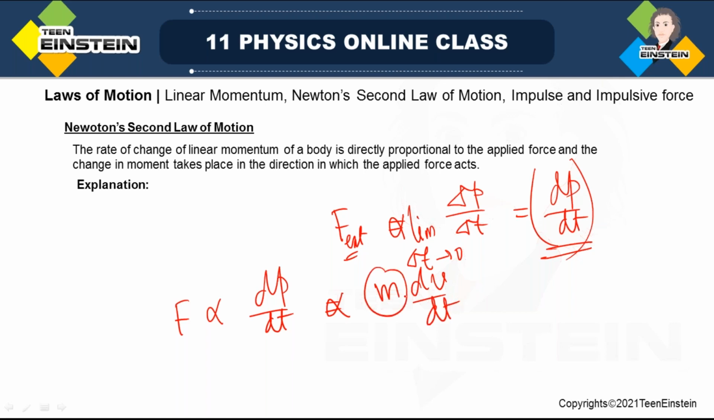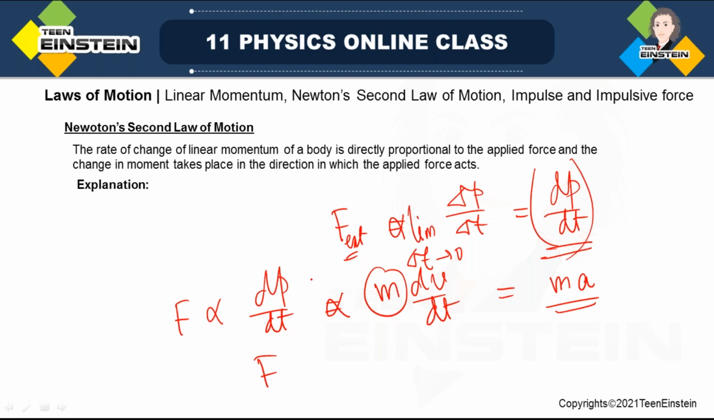This m is mass, which remains constant. What is this dv/dt? I hope you remember this is acceleration. So this is the acceleration. What does this mean? That the force is actually creating acceleration, or changing the velocity of any object. In other words, if there is a rate of change of linear momentum, there must be a force applied from some external agency.